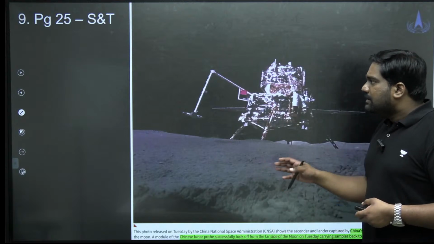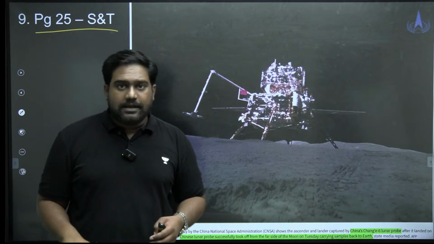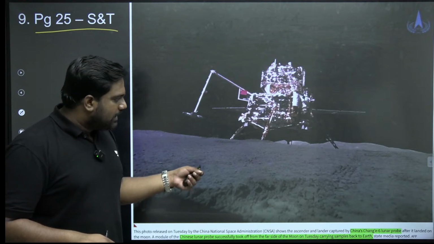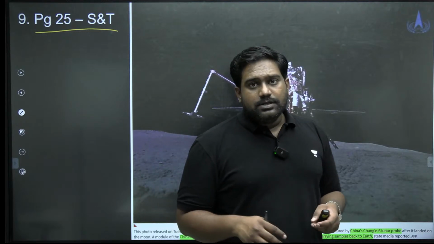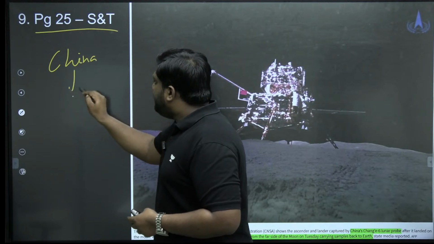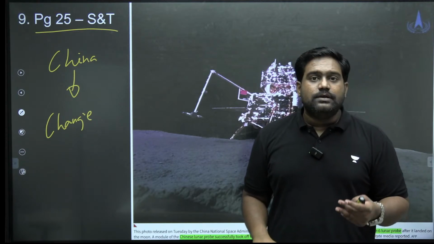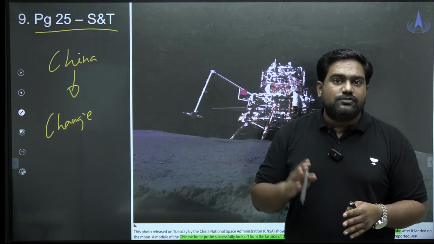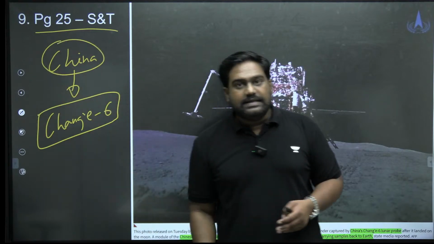The last topic for today, before we close the session, on page 25, under the Science and Tech section, there is this image brought out by the Hindu. It basically depicts the Chang'e 6 lunar probe of China. China has accelerated its lunar exploration, and just like India has the Chandrayaan series of missions aimed at lunar exploration, similarly China has the Chang'e series of missions. So this is Chang'e 6 that China had launched recently.